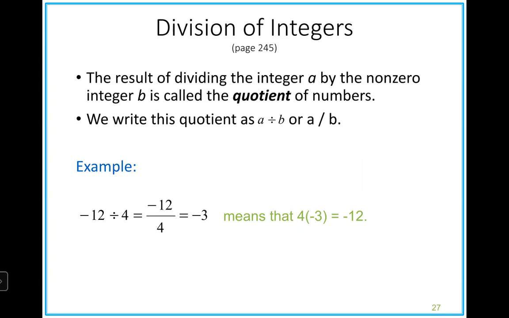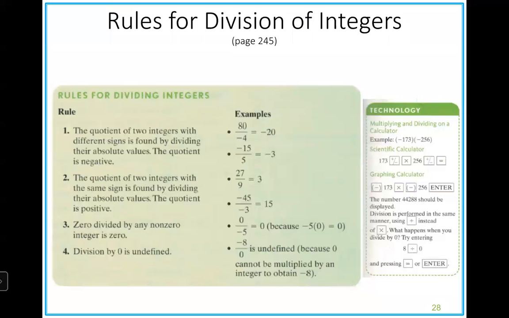If you have -12, now the rules for division with two integers are the same as the rules for multiplication. So if the two numbers have the same sign, the answer is positive. If the two numbers have different signs, the answer is negative. So as you will see in this example, -12 divided by 4, because the numbers have different signs, the answer will be negative. Okay, and so all the rules are right here.